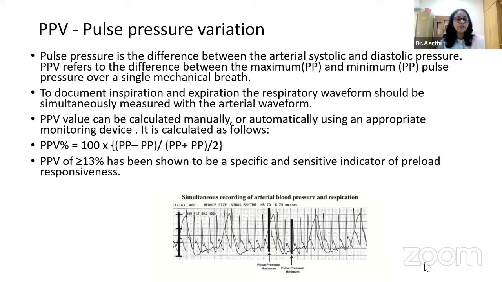Pulse pressure variation can be calculated manually or automatically. These are the calculations done manually. Almost all advanced monitors have automatic devices to calculate pulse pressure variation. A pulse pressure variation of more than 13% has been shown to be a specific and sensitive indicator of preload responsiveness. It's almost 90% specific and sensitive with respect to preload responsiveness.